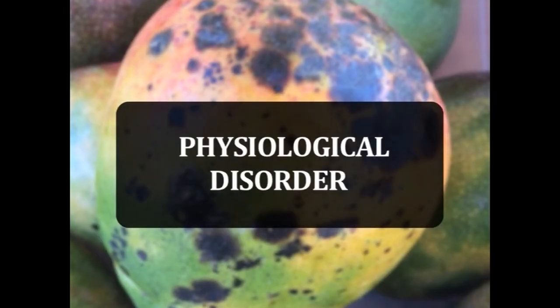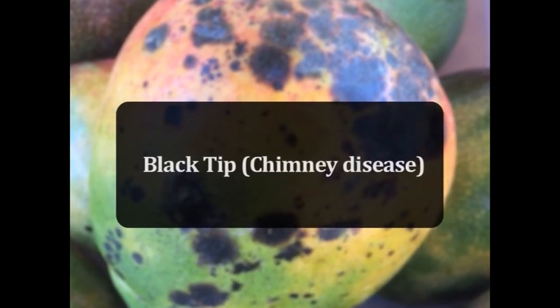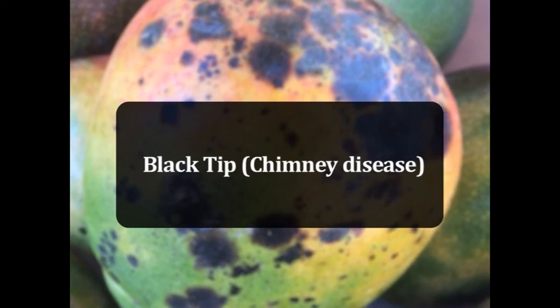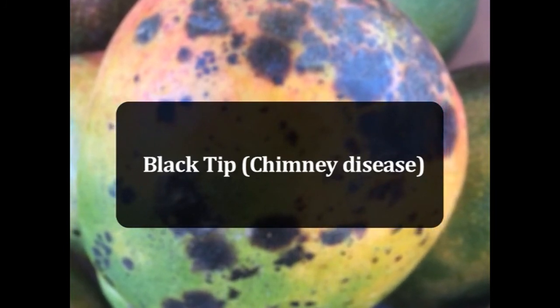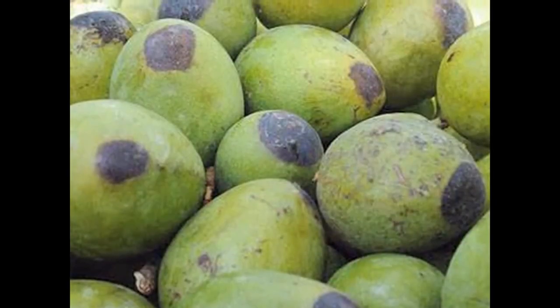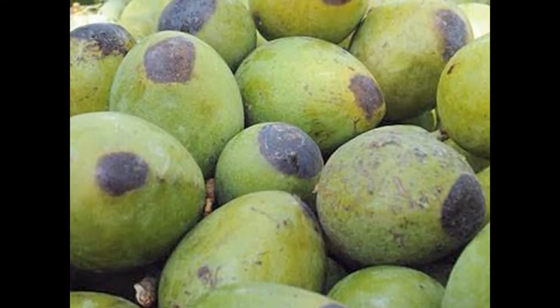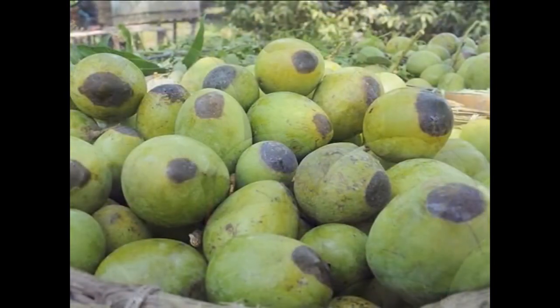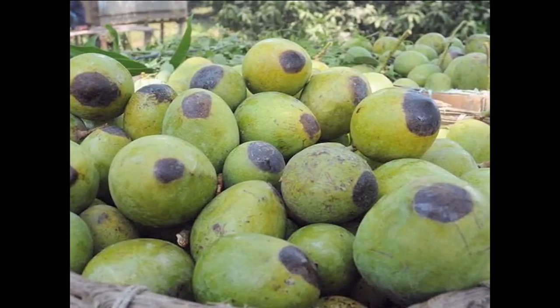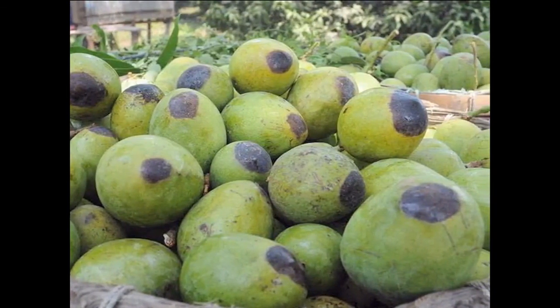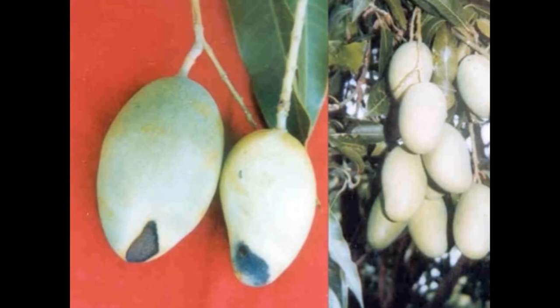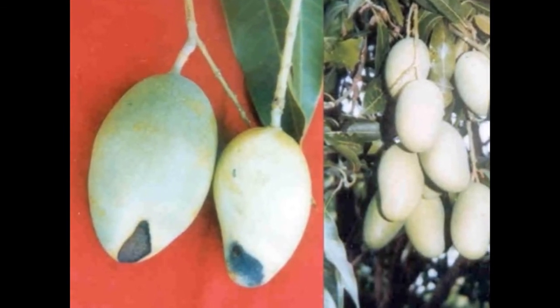Next is the physiological disorder, that is black tip. It is also called the chimney disease. Symptoms of the disease. Symptoms become visible when the mango fruits attain some size. A small etiolated area develops near the distal end of the fruit, which gradually spreads, turns nearly black, and covers the tip of the fruit completely. The black area remains hard and the growth of the fruit is checked.